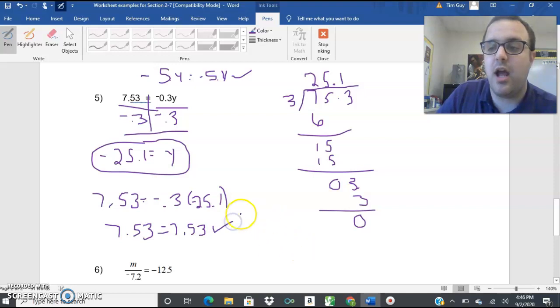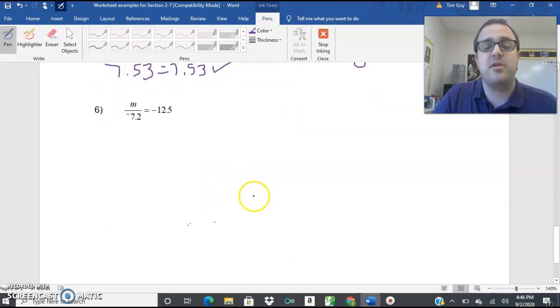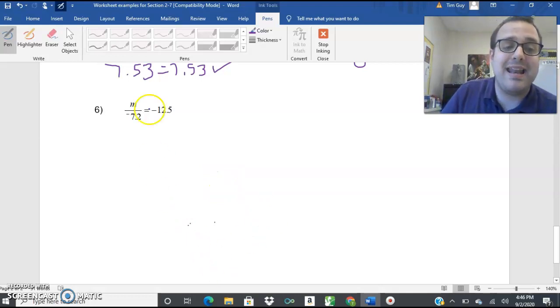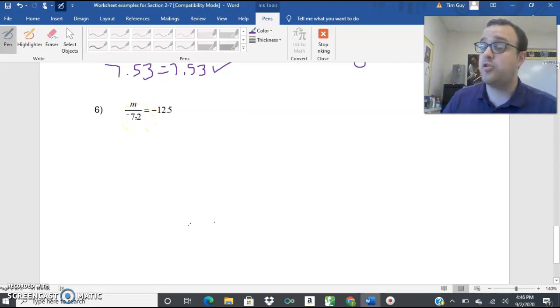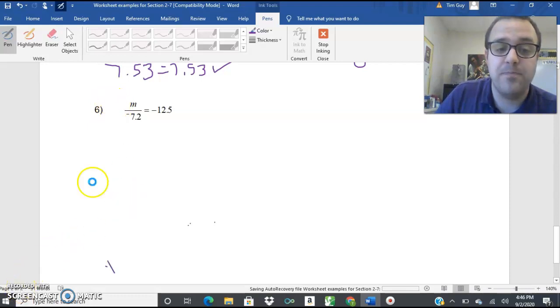We're good. All right. Last one we're going to look at today before I let you all go try some of your practice is to go ahead and solve one that involves division going on, and so we're going to multiply to get that variable by itself. So I'm going to be multiplying both sides by negative 7.2. Okay, so over here, I'm going to multiply by negative 7.2.